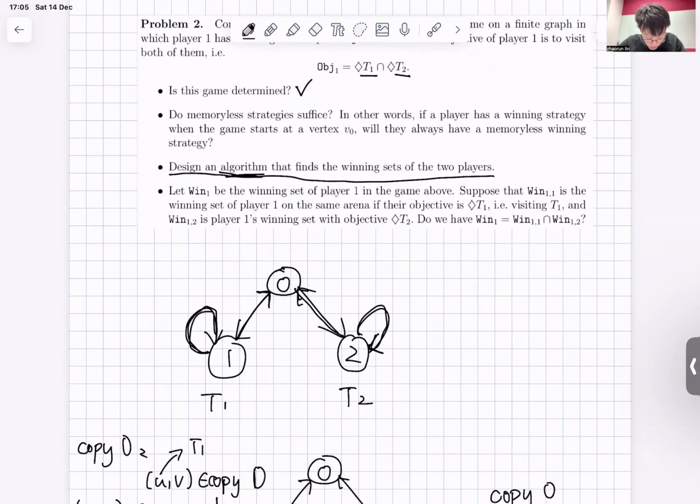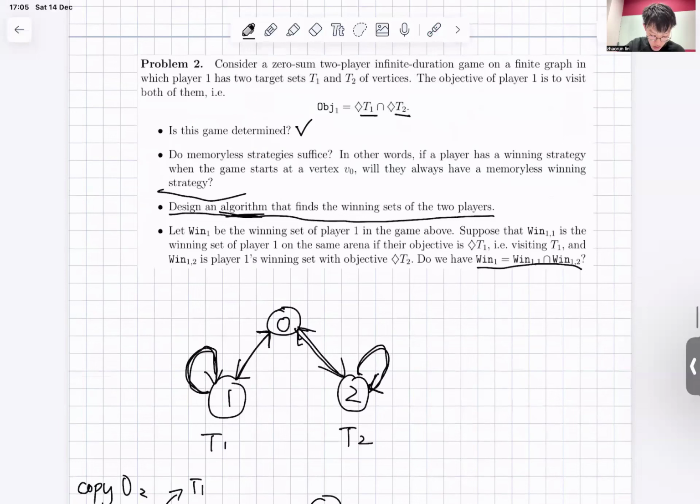For the fourth part, let Win1 be the winning set of player 1 in the game above. Suppose that Win1 is the winning set of player 1 on the same arena if their objective is visiting T1, and Win2 is the winning set with objective T2. Do we have this equation? No, because of the same reason that we explained here.